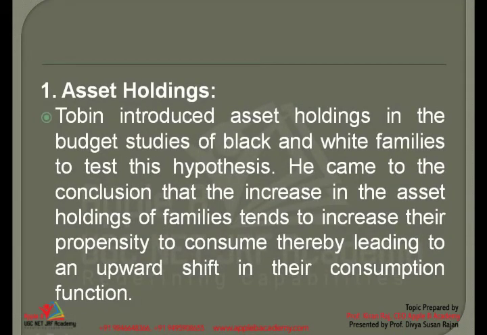So the first reason that there is a drift in consumption, or an upward trend in consumption, according to Smithies and Tobin, is that people hold assets. Tobin had introduced asset holdings in budget studies comparing families of both blacks and whites in America to test this hypothesis. The conclusion that he came up with is that as the asset holding of the family increases, they tend to increase their propensity to consume.